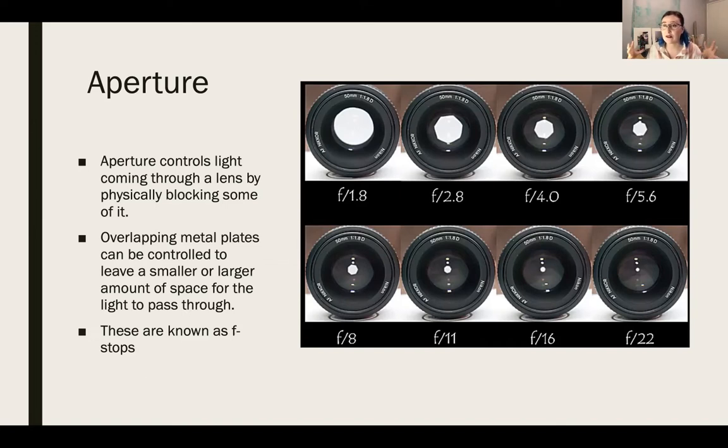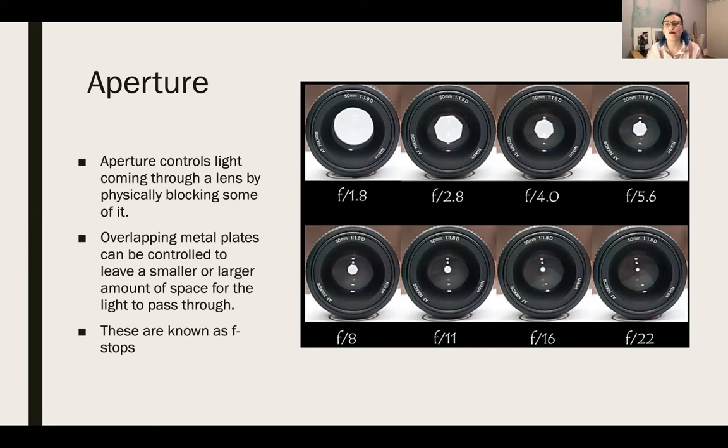So if you're in a darker environment, you need to gather more light, all the way to f22, which is a bright desert day, so much sun reflecting off everything. I need my sunglasses. I need a very small opening. I need not that much light because there's so much already. Aperture controls light coming through a lens by physically blocking some of it. Overlapping metal plates can be controlled to leave a smaller or larger amount of space for the light to pass through, and these are known as f-stops.